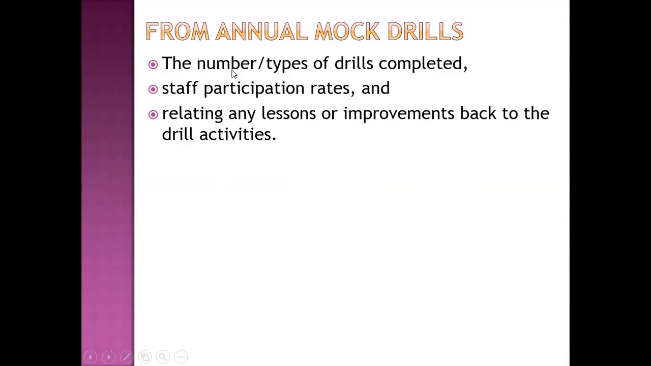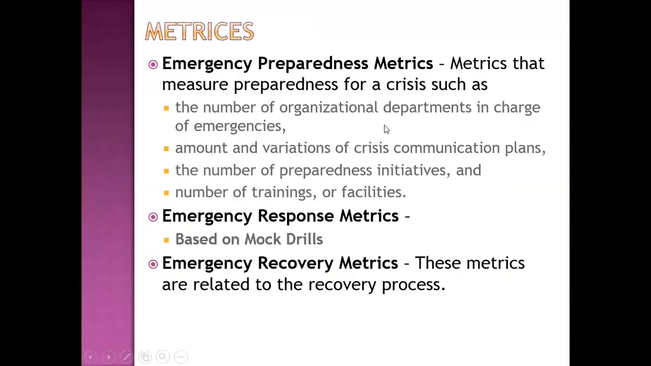Then we can take some matrices from annual mock drills. That is the number and type of mock drills completed, staff participation rates in mock drill, and any lessons or improvement learned from the mock drills. Then matrices can be emergency preparedness matrices, which include number of organizational departments in charge of emergencies, then amount and variation of crisis communication plan, the number of preparedness initiatives and number of trainings and facilities. Then emergency response, which is usually measured by mock drill matrices, as I have described in my previous slide. Then emergency recovery matrices, these are related to recovery processes.